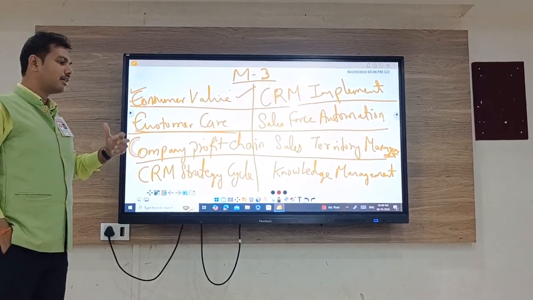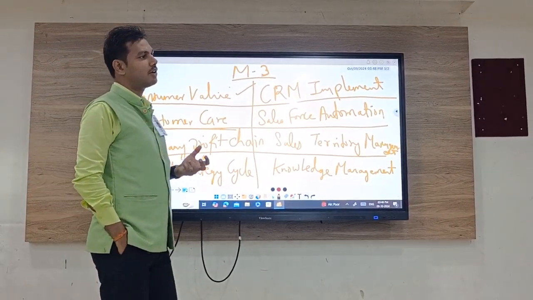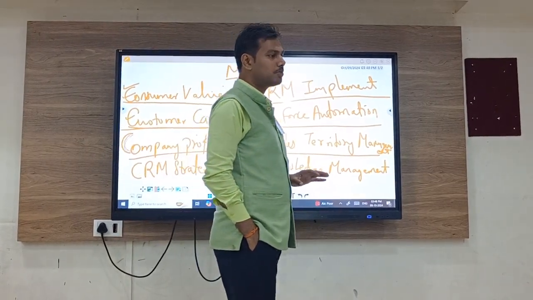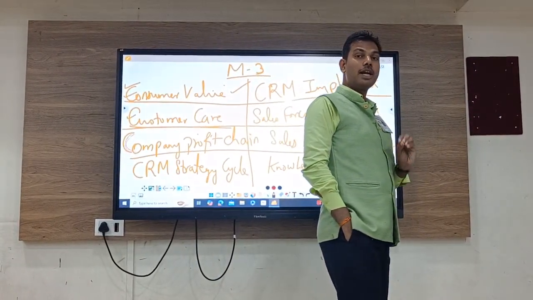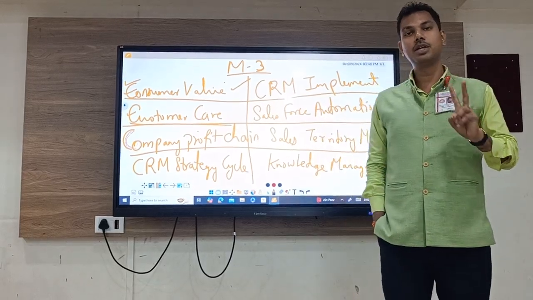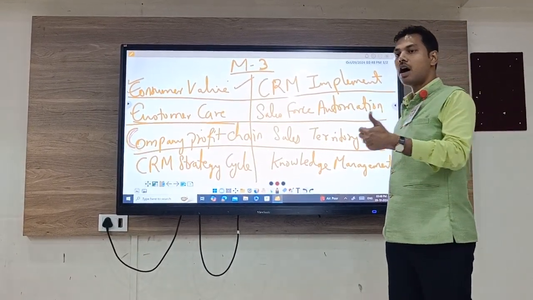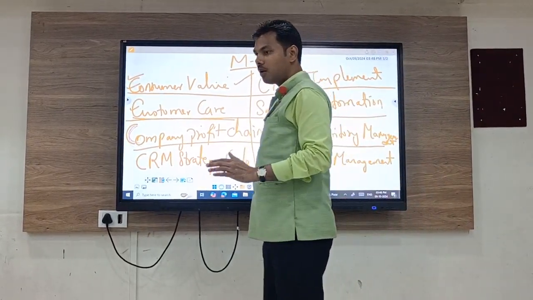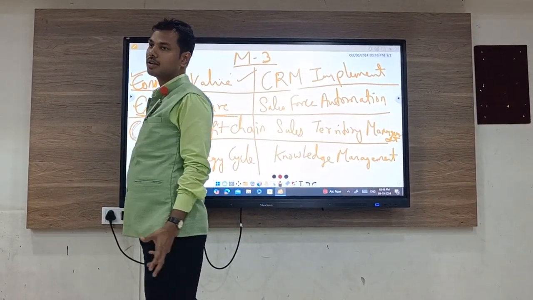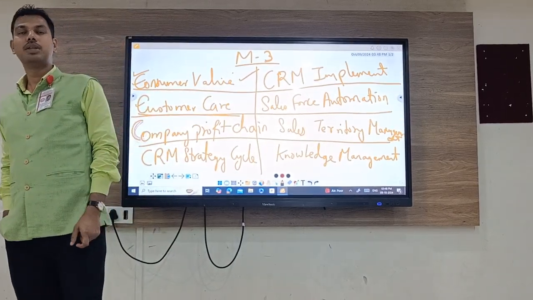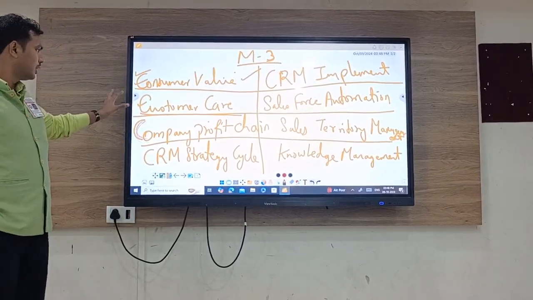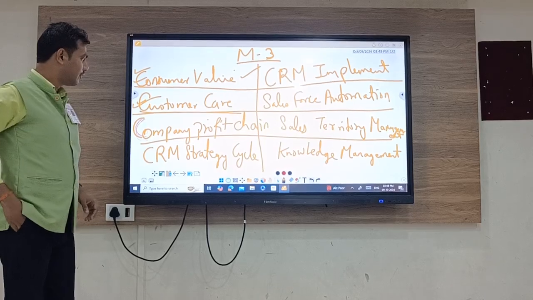The primary responsibility or objective of customer relationship management is to provide appropriate support, appropriate care to the customer when it is required. Maybe in the form of after-sales service, maybe in the form of fulfilling the claims that the company has made to the customer. So that is what customer care refers to.